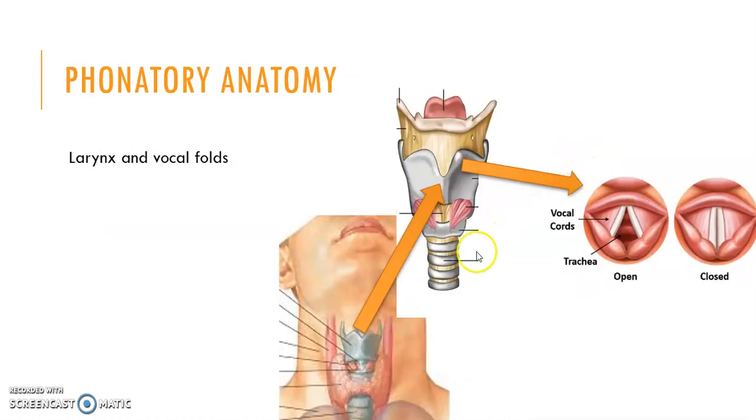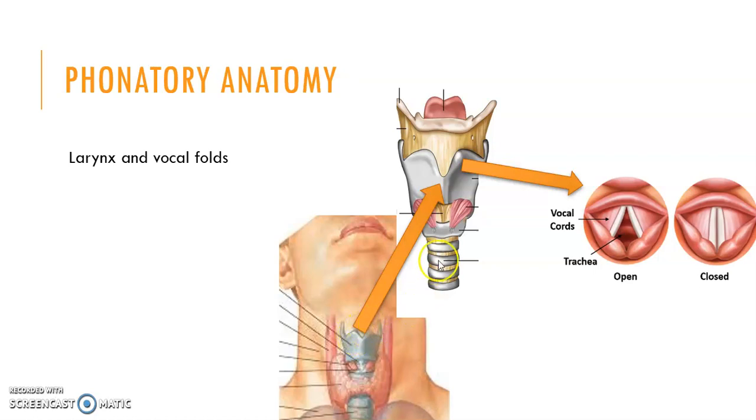So for phonatory anatomy, we have to know about the larynx and the vocal folds. Looking at yourself straight on, this is where your larynx is in your throat. If you put your hand on your throat, you'll feel a notch just under your chin. And if you swallow, you'll feel that notch rise and fall, and that's your thyroid cartilage. It's the little prominence that juts out.